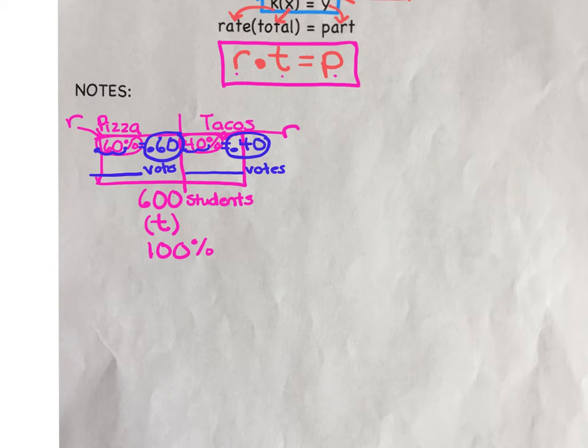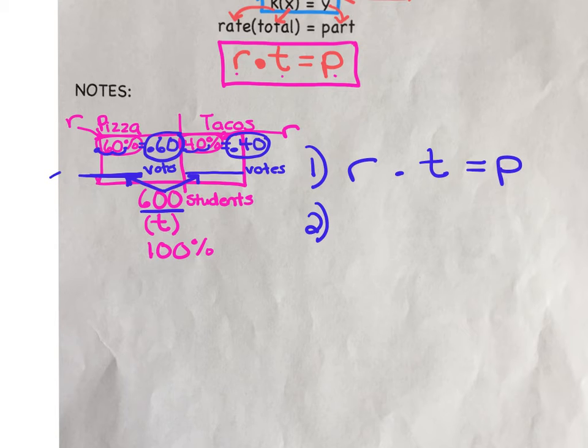Right now, we know that there are 600 students total. Some of those students voted for pizza, and part of those 600 students voted for tacos. Clearly, more students voted for pizza, but what's the actual vote count? Let's calculate it. We're going to use the formula R times T equals P. Please grab a calculator and take down these steps.